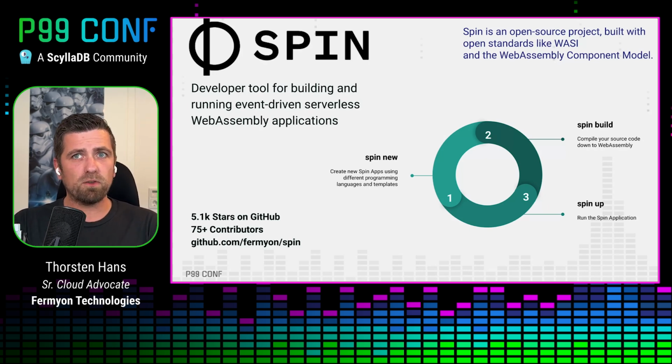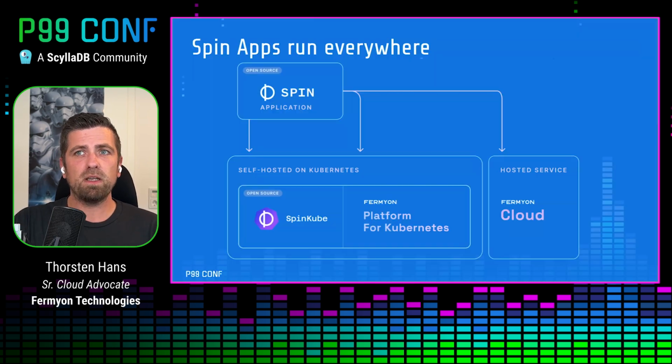The good thing about Spin apps or serverless WebAssembly applications is you can run them everywhere. You can run them on your local machine using the Spin CLI. You can run them in our fully managed cloud service called Fermion Cloud, or you can run them on a Kubernetes distribution. And on Kubernetes, we have two options for running WebAssembly workloads.